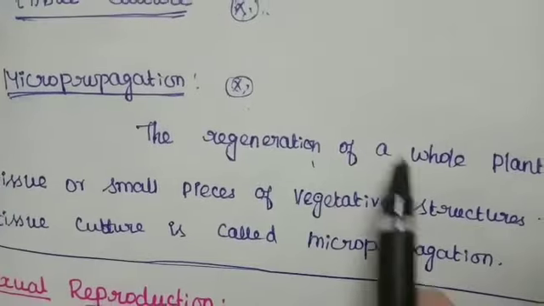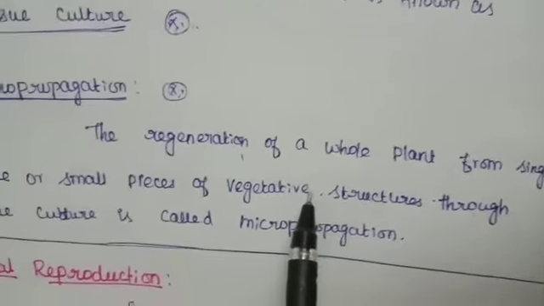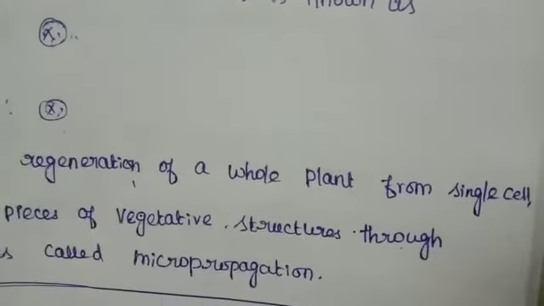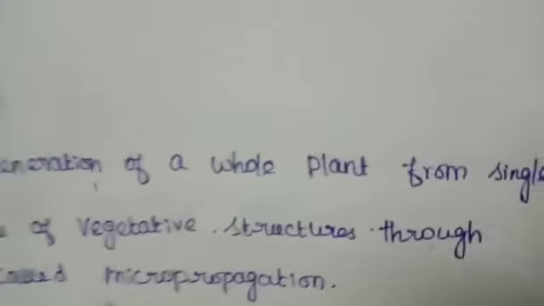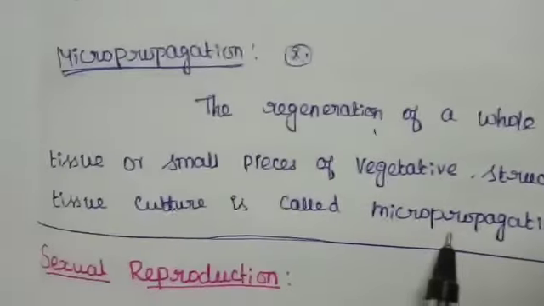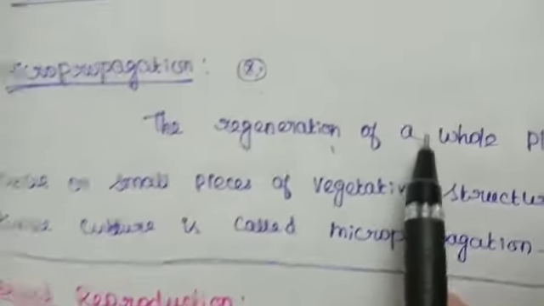The regeneration of a whole plant, the entire plant, from a single cell or tissue or small pieces of vegetative structure through tissue culture is called micropropagation. This is a very, very important 2-mark question.